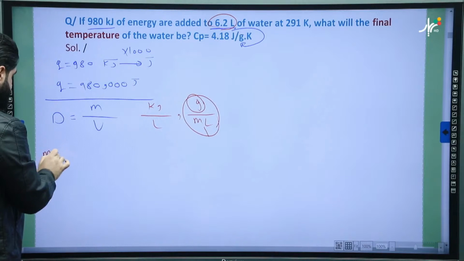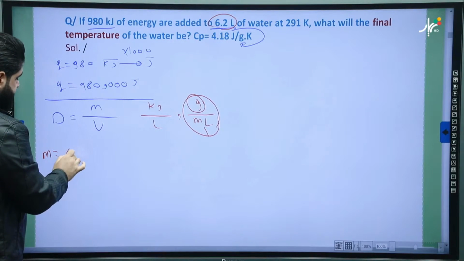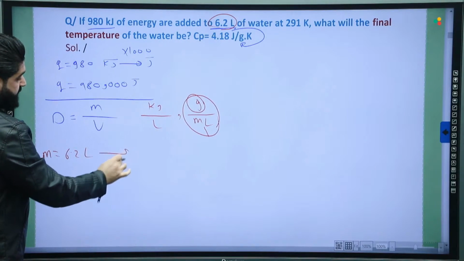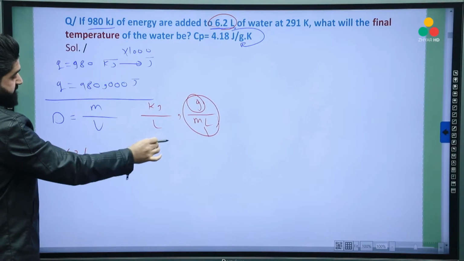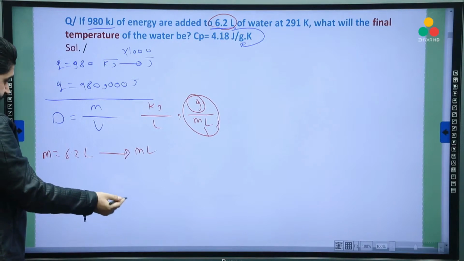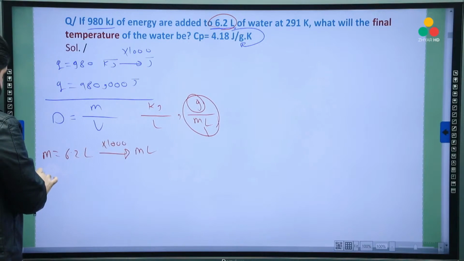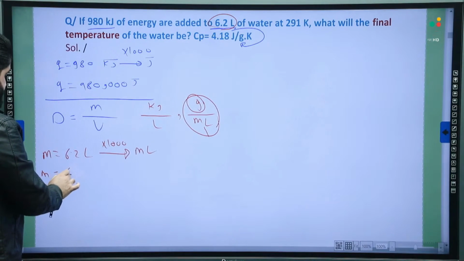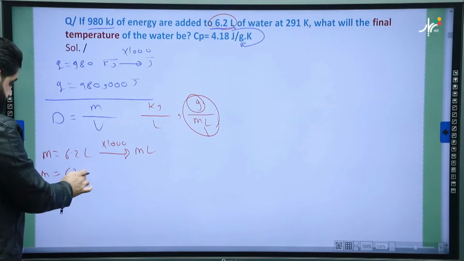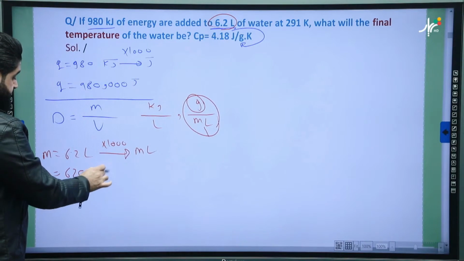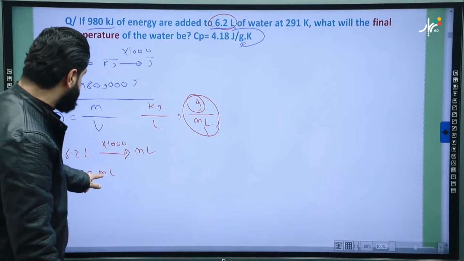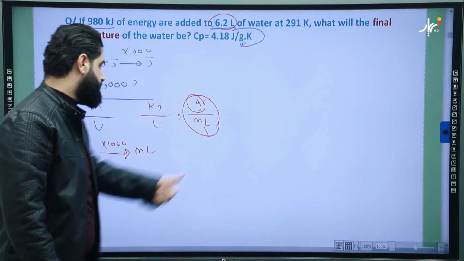Because M equals 6.2 liter, so we have to change it into milliliter firstly. So times by 1000 again. M equals 6,200 milliliters. But still, we don't need milliliter. We have to change it into gram.